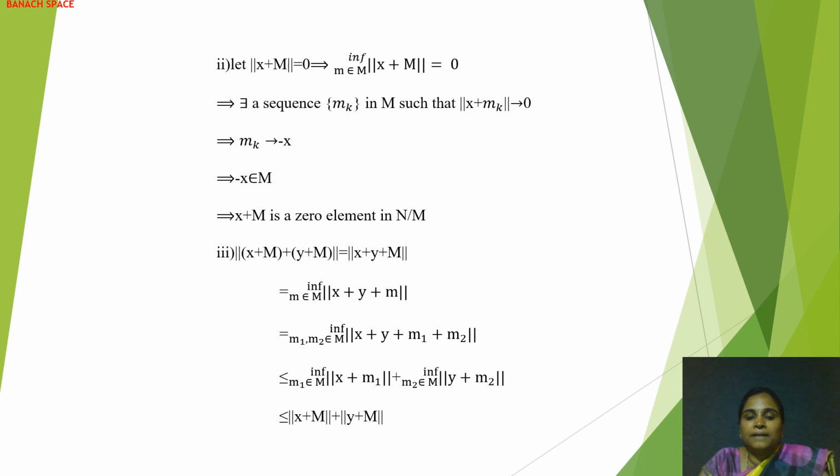So that one m can be written as m1 and m2. In terms of m1 and m2, I can write the infimum over m1, m2 belonging to capital M of the norm of x plus y plus m1 plus m2, which is less than or equal to, when I split the norm, the infimum over m1 belonging to capital M of norm x plus m1 plus the infimum over m2 belonging to capital M of norm y plus m2, which is less than or equal to norm x plus capital M plus norm y plus capital M.